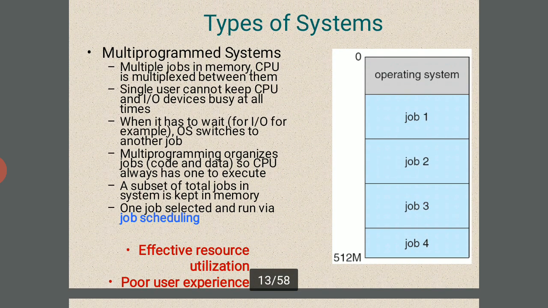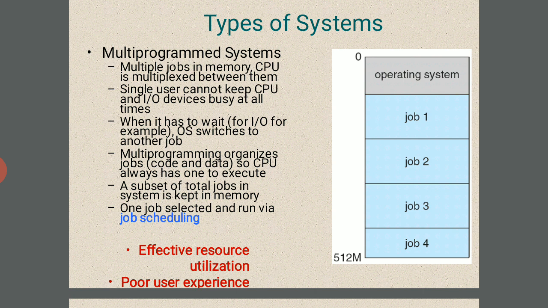So multi-programmed systems: multiple jobs are kept in memory, and the CPU is multiplexed between them. A single user cannot keep the CPU and input/output devices busy all the time, since it has to wait for input/output. For example, the operating system then switches to another job.